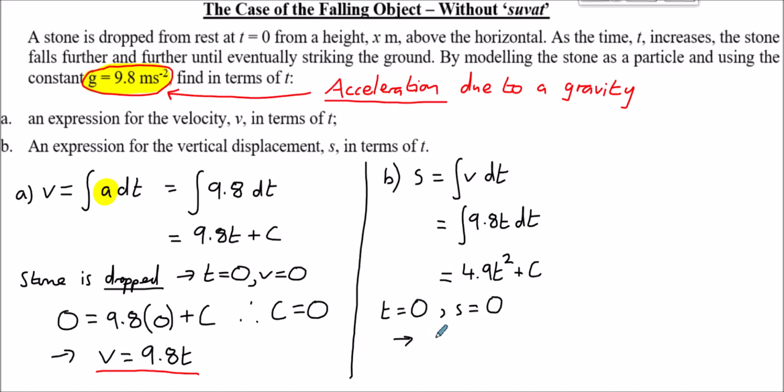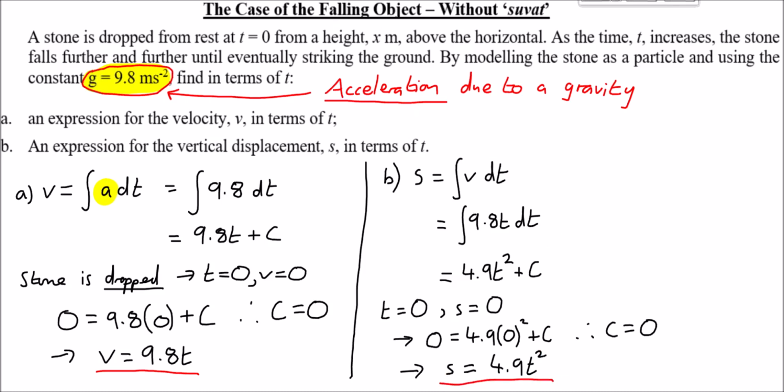So s is 0 when the time is 0. So 4.9 times 0 squared plus c equals 0. So therefore, once again, the constant of integration is 0. And we then have that the displacement is given by 4.9t squared. And so we've derived two expressions by using integration.